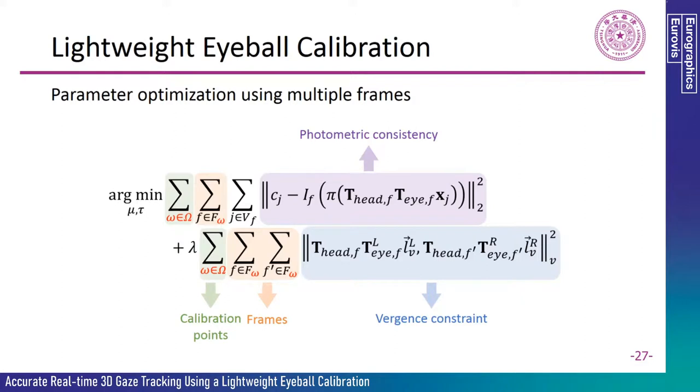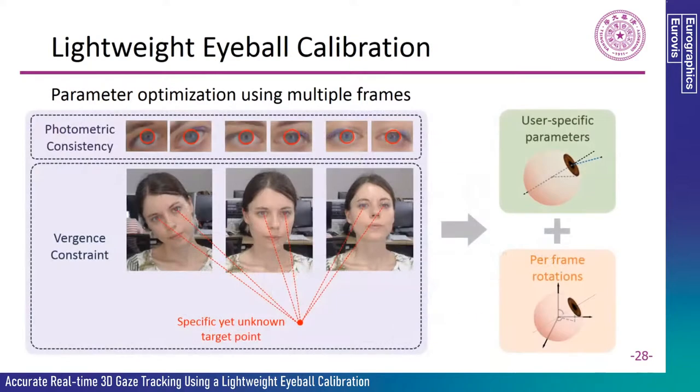In practice, we are not limited to a single target point, but can ask the user to sequentially focus on a set of different scene points omega, yielding a set of frames F_omega per target point, which jointly minimizes the overall energy over both the set of time-invariant parameters mu and time-variant parameters tau. It means that we get the time-invariant user-specific parameters and the time-varying per-frame eyeball rotations.